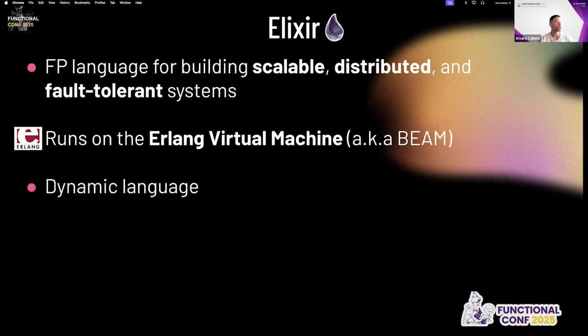Also, it's a dynamic language. Dynamic languages are those in which the type of a variable is determined during runtime, meaning that the type of a variable doesn't have to be explicitly stated during compilation. In other words, we can say that Elixir is a dynamic language since the type of a variable will be determined by the value it's holding during runtime.